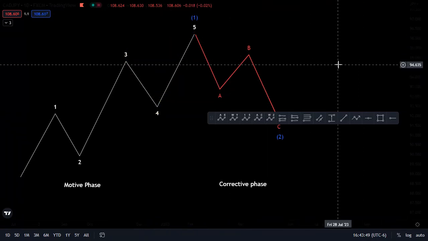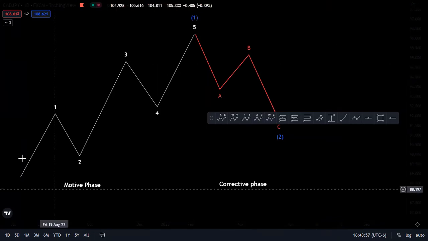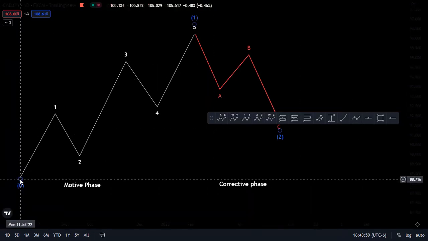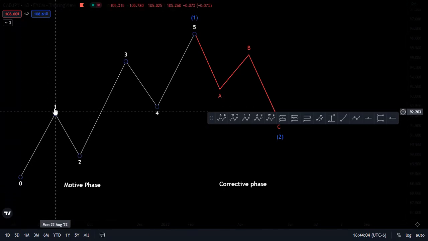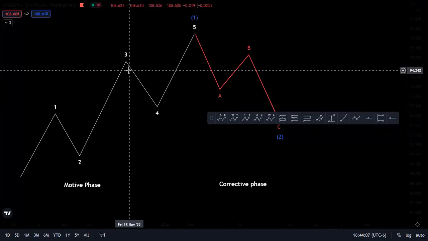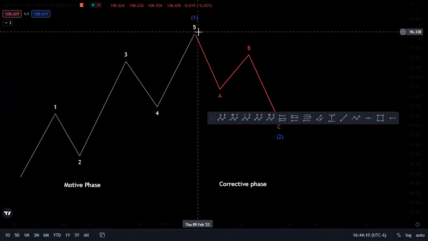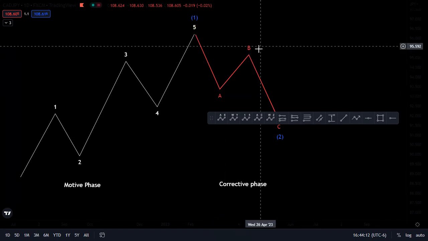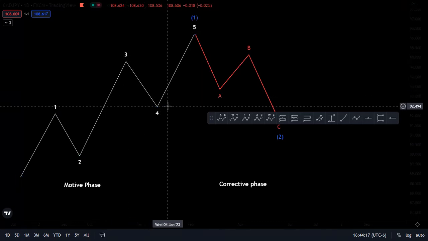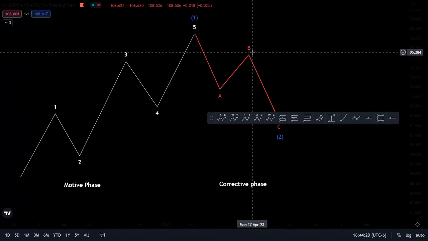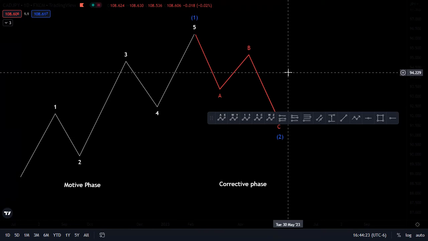So now, according to Elliott, the complete cycle is an 8-wave structure. The complete cycle to him is an 8-wave structure. By 8, he means simply 0 to 1, 1 to 2, 2 to 3, 3 to 4, 4 to 5, 5 to A, A to B, and B to C. So it simply means 1, 2, 3, 4, 5, 6, 7, 8. An 8-wave structure is the complete cycle according to Elliott.